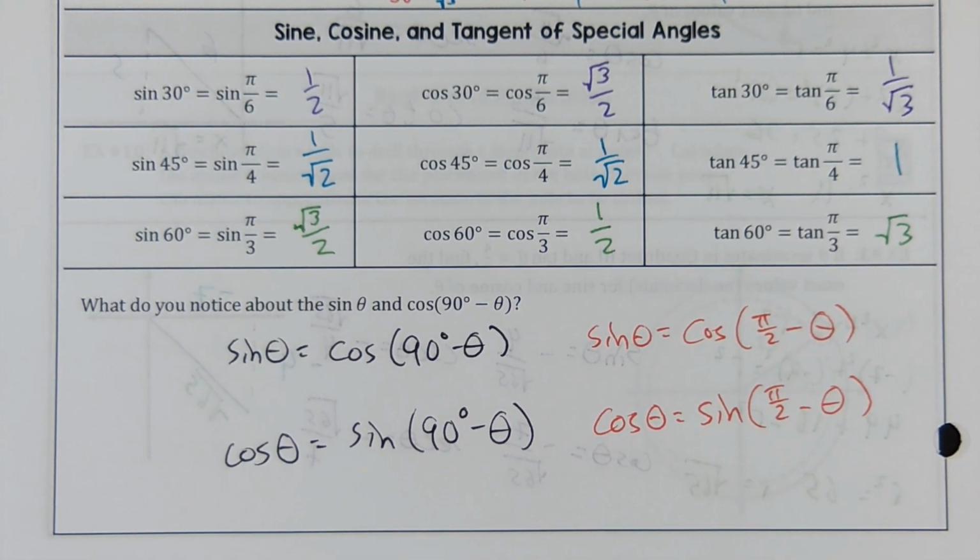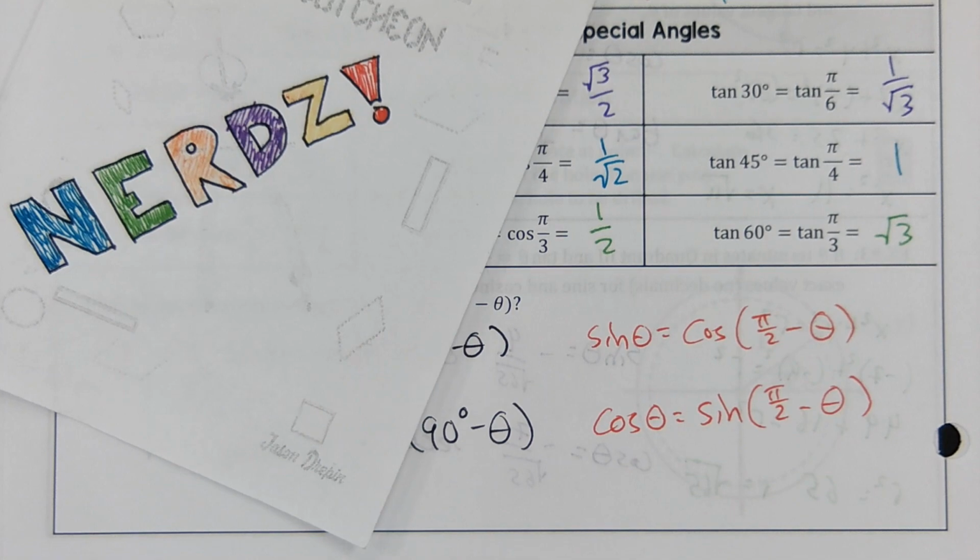Trig identities. Cofunctions are equal to each other at complementary angles. So these statements are also true for secant and cosecant. These statements are also true for tangent and cotangent. Isn't that cool? Cofunctions are equal at complementary angles. That's what's up, nerds.